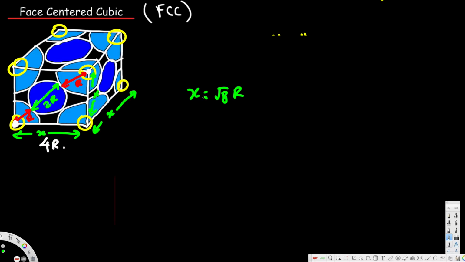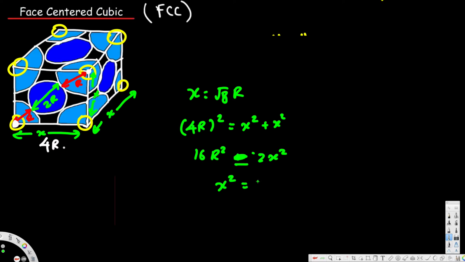Now we are interested in proving that x is equal to the square root of 8 times r. We found that this diagonal is equal to 4r, and we can use the Pythagorean theorem, because for a cube this is going to be 90 degrees. So (4r)² = x² + x². 4 squared is 16, so 16r² equals 2x². Therefore, x² is going to be 8r². Therefore, x is the square root of 8 times r. And that's how we got x equal to the square root of 8 times r.